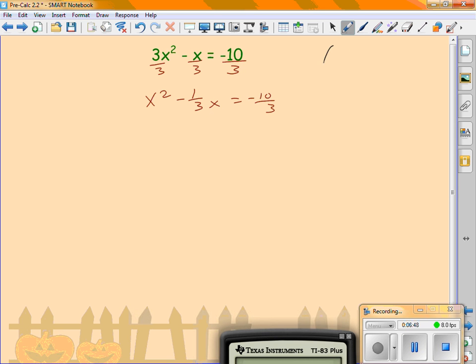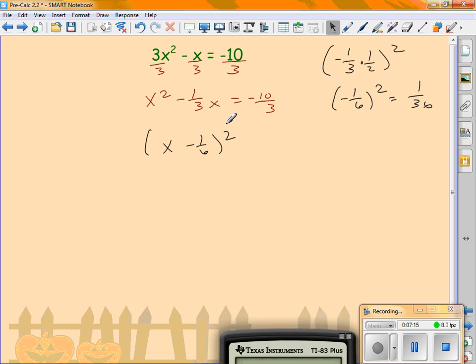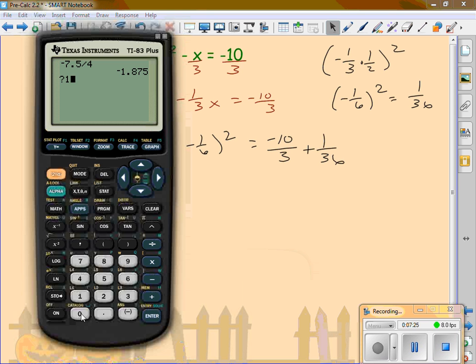All right, I'm going to look at the negative 1/3. I'm going to cut it in half and square it. So I have negative 1/6 squared, which is 1/36. Why did you cut in half? Because I need to divide by 2, which is the same thing as cutting it in half. So I have x minus 1/6 squared, cutting out that little step in between, equals negative 10/3 plus 1/36. All right, fine. Negative 10 divided by 3 plus 1/36.